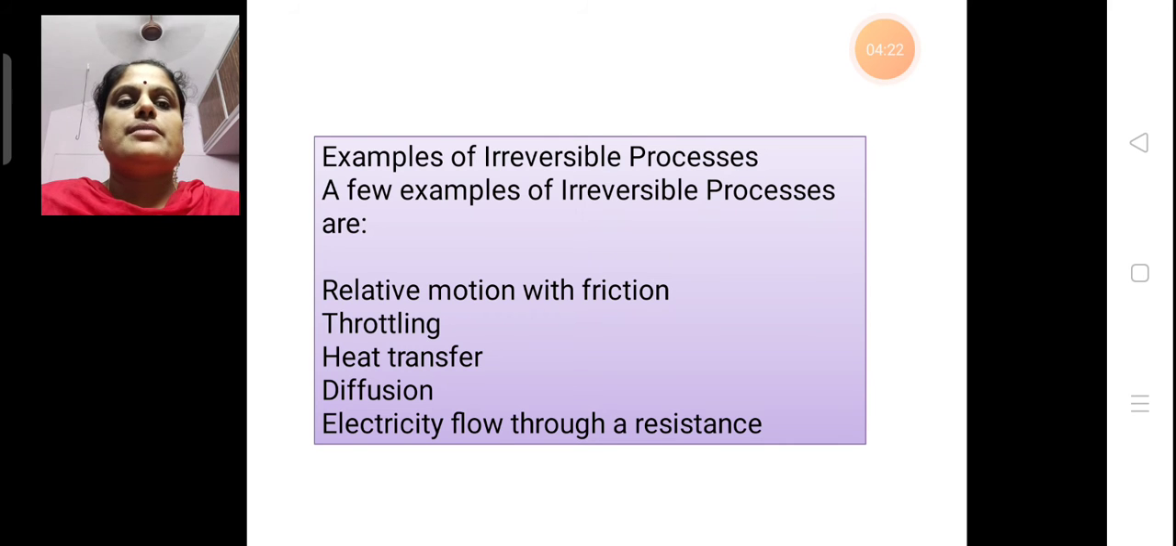A few examples of irreversible processes are relative motion with friction, throttling, heat transfer, diffusion, and electricity flow through a resistance.